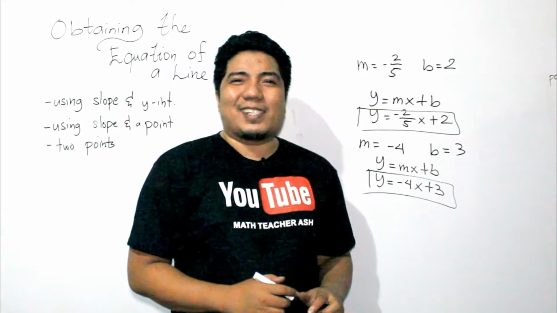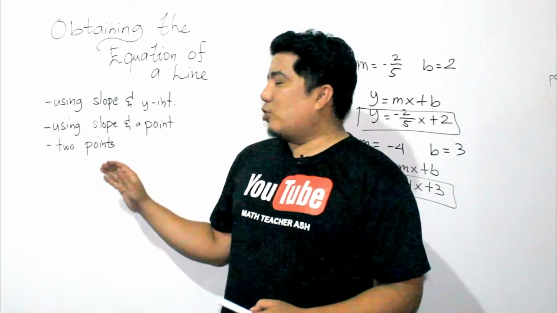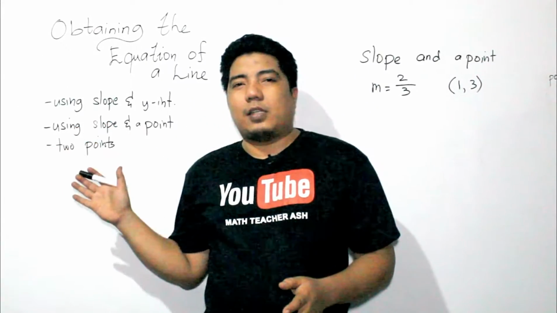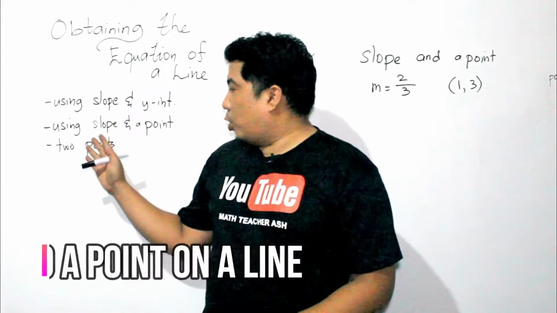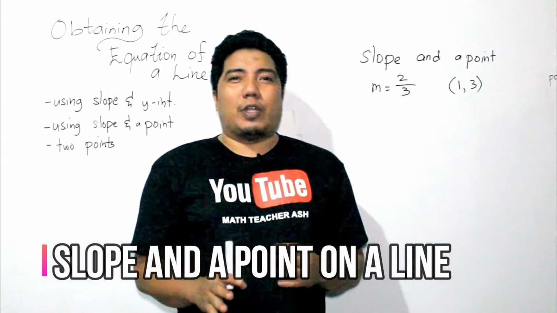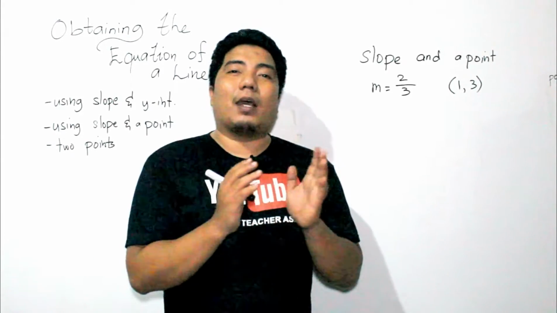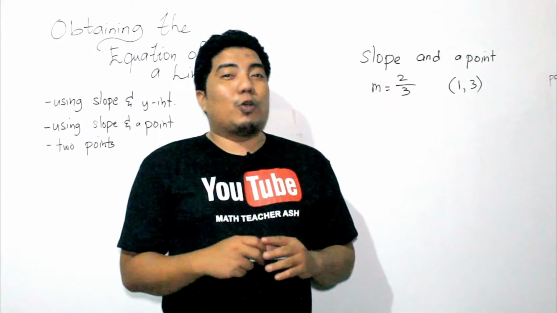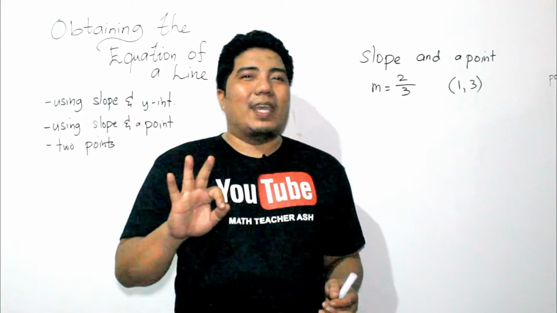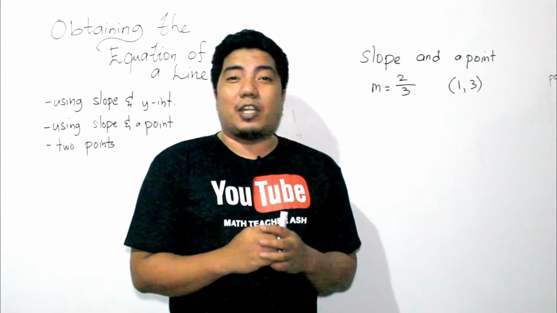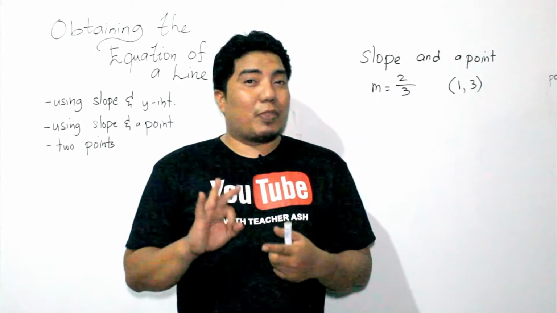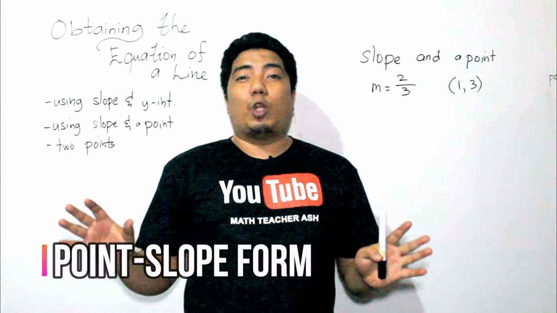Now, let us go to the second condition. That is by the use of a slope and a point. Okay, math learners, we are here in our second scenario by the use of the slope and a point in obtaining the equation of the line. Question, how do we use the slope and a point in order for us to obtain the equation of the line? Now, remember that we have three different forms of our linear equation. The standard form, the slope-intercept form, and the third one is what we call the point-slope form.